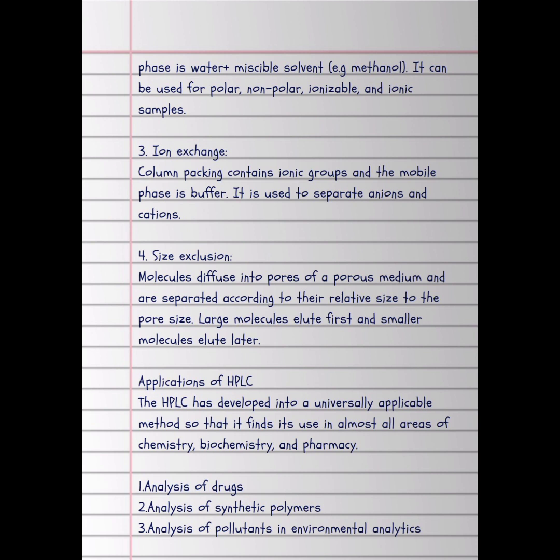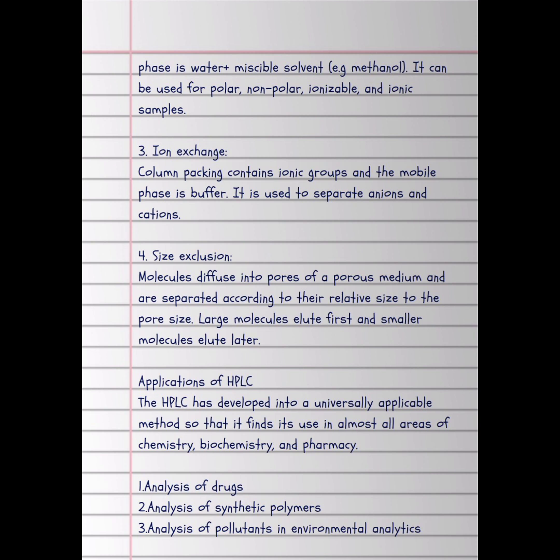Ion exchange. Column packing contains ionic groups and the mobile phase is buffer. It is used to separate anions and cations. Size exclusion. Molecules diffuse into pores of a porous medium and are separated according to their size relative to the pore size. Large molecules elute first and smaller molecules elute later.